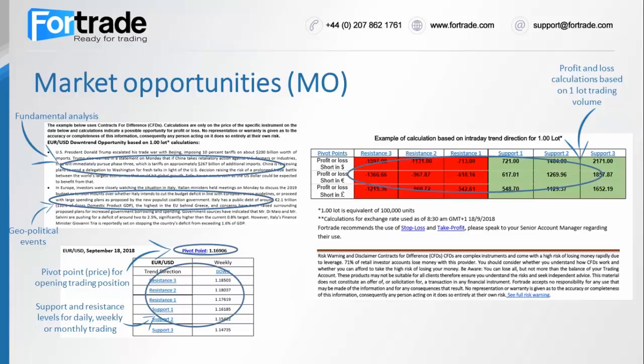When using a market opportunity, it's vital to look at the pivot point on which the calculations are based. In this instance, if the price reaches 1.16906 that you can see on the right hand side of the screen here, this shows the right moment in our estimation for opening a trading position if you decide to trade on this market opportunity. Okay, so you've seen market opportunities, what they're all about.